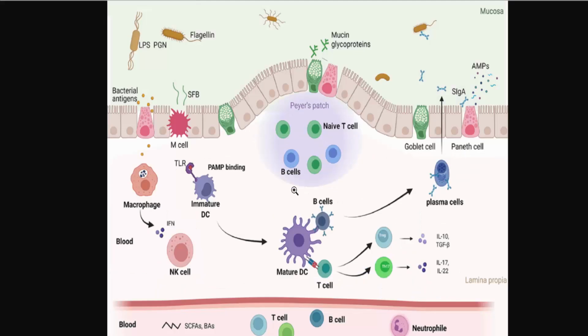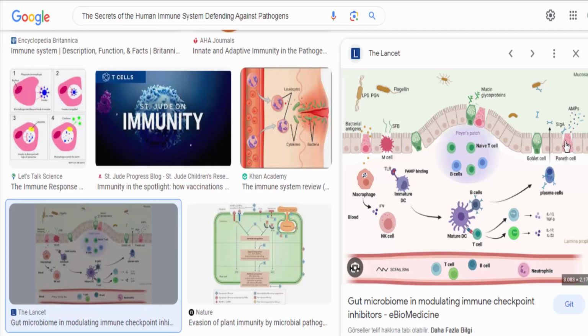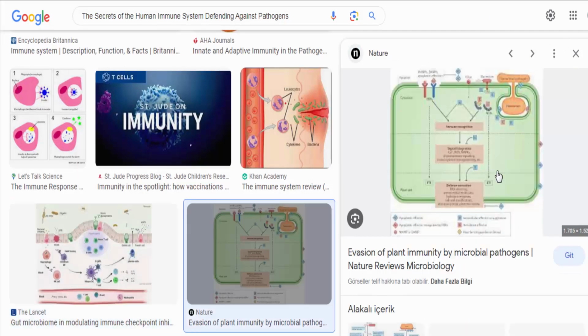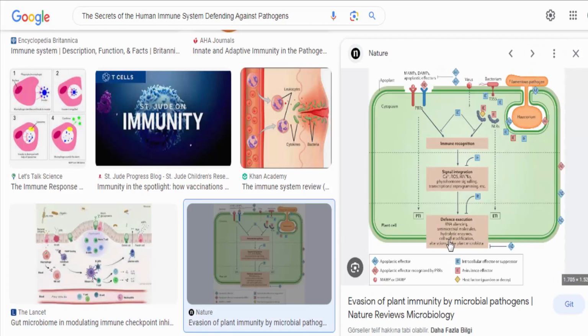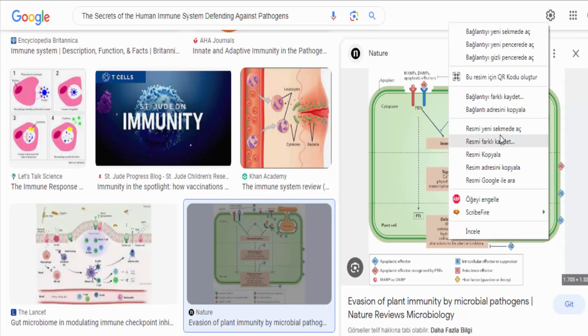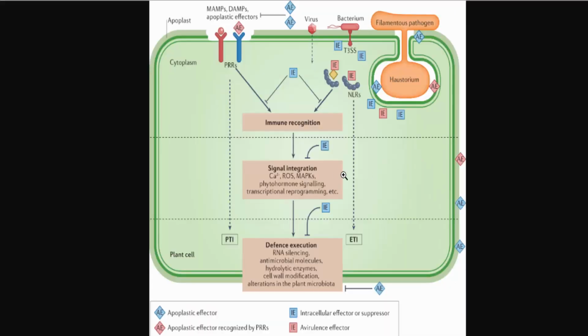B cells produce antibodies that recognize and neutralize specific pathogens, while T cells directly destroy infected cells. B. Antigen presentation. Antigen-presenting cells, such as dendritic cells, engulf pathogens, process them, and present their antigens to T cells, initiating a specific immune response.